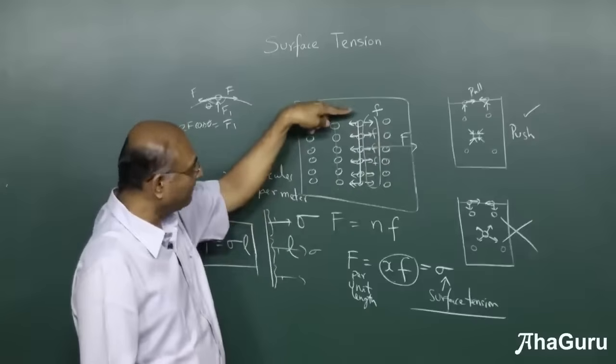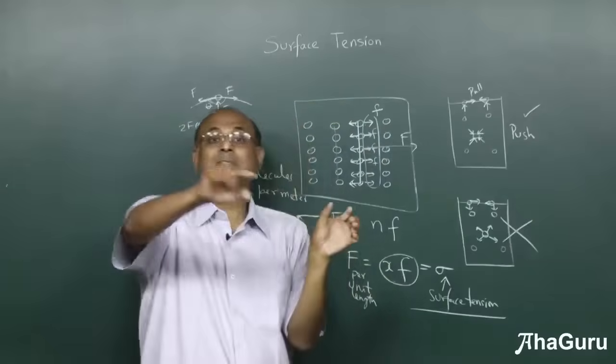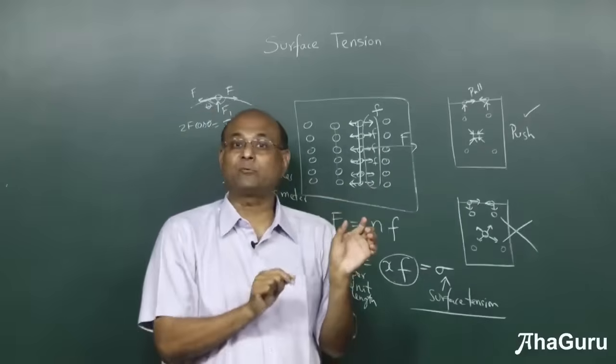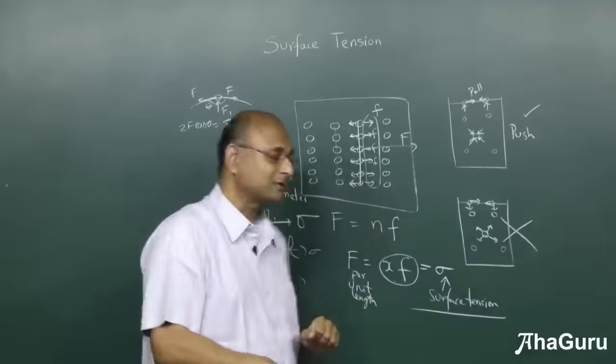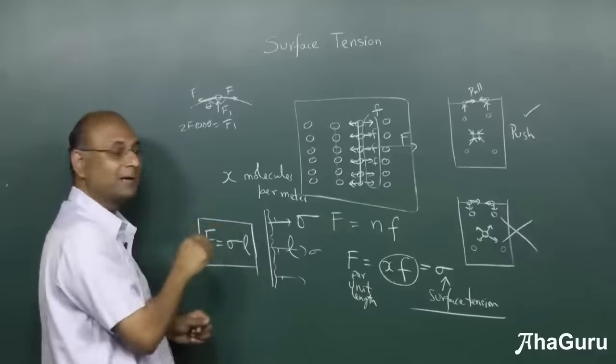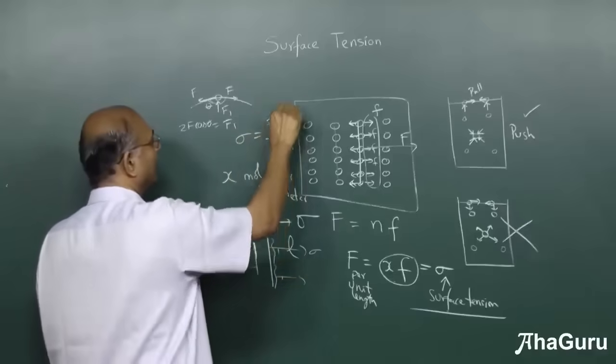If I now add up all these molecules, I don't know how many molecules there are. So if I had 2 times the length, like 2 meters, for the first meter there will be a force, and for the second meter again there will be the same force. So you will get 2 times the force. So in general, for L meters you will get sigma times L. So what is sigma? Sigma is the force per unit length.